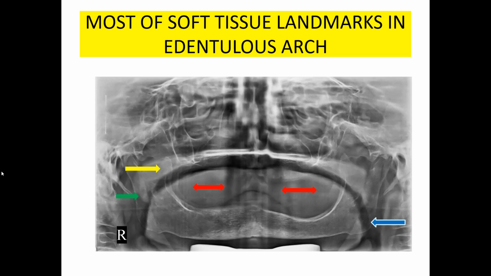Now in this edentulous jaw, soft tissue shadows are better appreciated because teeth are missing. So to revise the shadows in the edentulous mouth, red arrows bilaterally denote the tongue shadow, yellow arrows show the soft palate, green arrows show the uvula, and blue arrows show the pharyngeal air space.